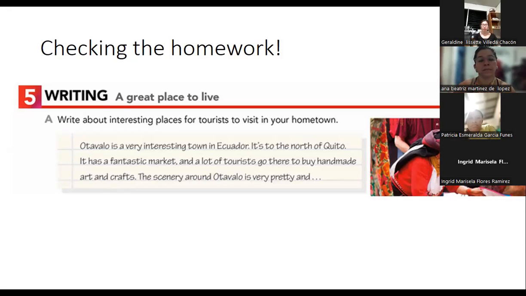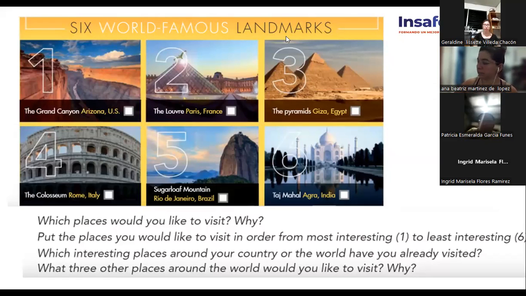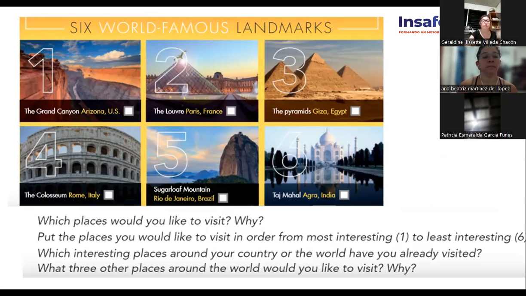Very nice. So now let's start with this. We have six world landmarks, famous landmarks. We have six places. The Grand Canyon, Arizona, U.S.; the Louvre, Paris, France; the Pyramids, Giza, Egypt; the Colosseum, Rome, Italy; Sugarloaf Mountain in Rio de Janeiro, Brazil; and Taj Mahal, Agra, India. So you will number the places in order from most interesting to the least interesting for you.